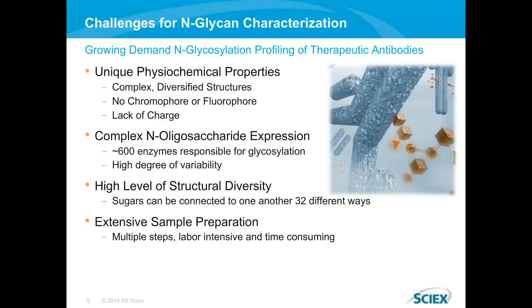For CE applications, there's a lack of charge, which makes the separation difficult. And there's really no chromophore or fluorophore that lets us detect these things easily. So a derivatization step will be involved, and I'll explain that in a minute. I mentioned that they're very complex, and the oligosaccharide expression, with over 600 enzymes that are responsible for glycosylation. So there's a high degree of variability, which means that understanding the glycosylation on your monoclonal antibody is very, very important. The high level of structural diversity and the extensive sample prep add to those.